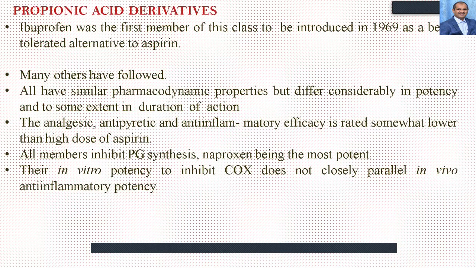Next, the propionic acid derivatives. The classical example is ibuprofen. It is the first member of this class to be introduced in 1969 as a better tolerated alternative to aspirin. Of course, many others have followed. Many other drugs are there and all have similar pharmacodynamic properties.